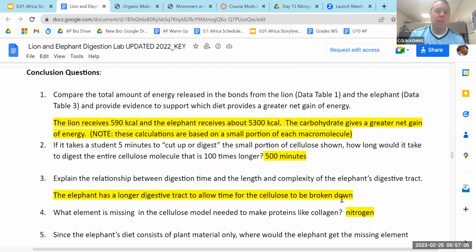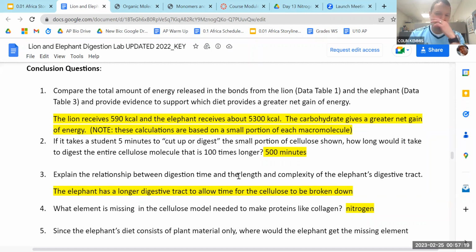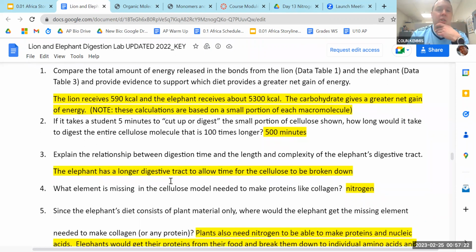So then there's a couple of wrapping up questions there. Lion gets 500 calories versus the elephant gets 1,000. It would last 500 minutes. The elephant also needs longer time to digest that. It takes longer to digest. So they have a bigger digestive tract. We found out they also have a bigger cecum. Remember, the cecum is where the bacteria digest the cellulose here.